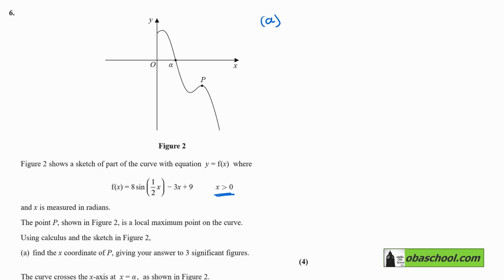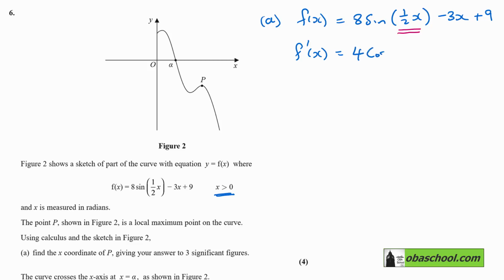So let's start with f of x being 8 sine half x minus 3x plus 9. So we want to differentiate that. We know that sine is going to go to cos. We also know that we need to use the chain rule, and the inside function is a half x, so we're going to get a half out of there that we need to multiply by. So we're going to get 4 cos, and of course the argument will not change. Never changes when you differentiate trig. Then out here we're going to get negative 3, and the 9 would disappear.